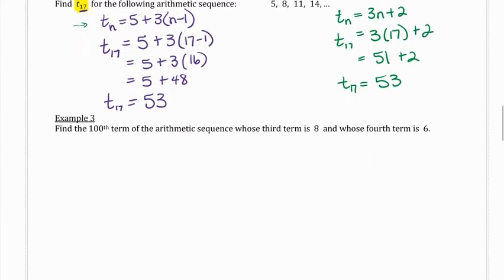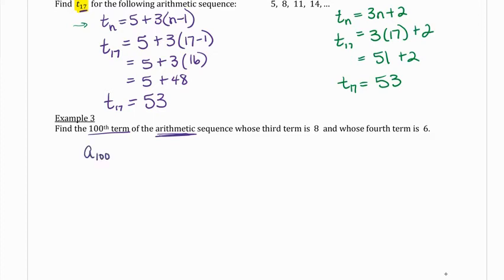Okay, another example of where we can use this. This time, it's asking us for the 100th term, right? So we're looking for the 100th term of an arithmetic sequence. It's already telling us that it's arithmetic. So as soon as it tells me that I want the 100th term of an arithmetic sequence, automatically I now know that I'm going to use this formula. So I'm going to go ahead and write it down.